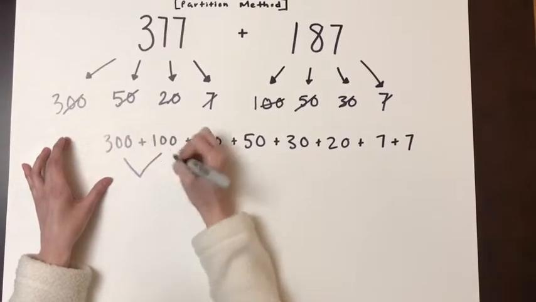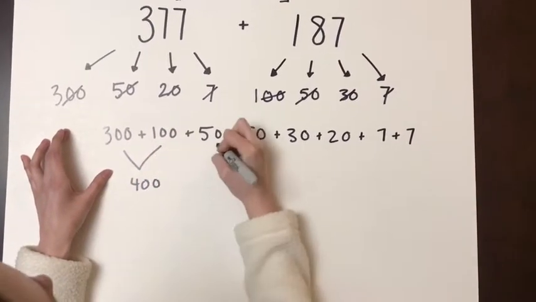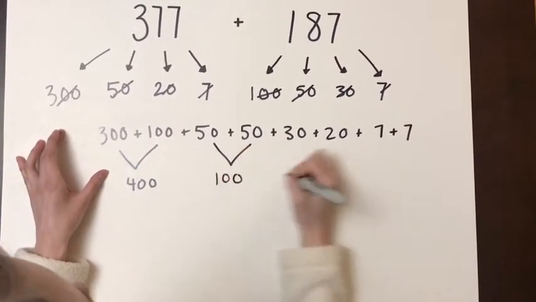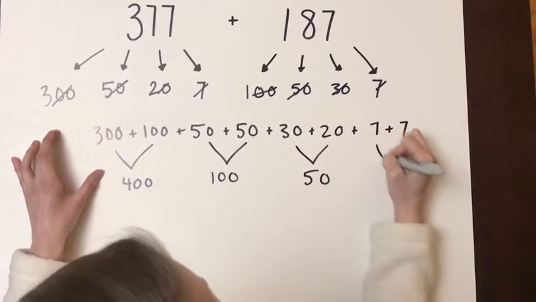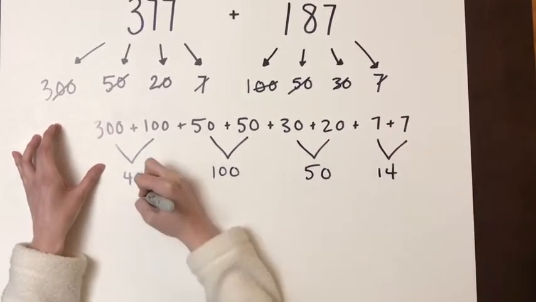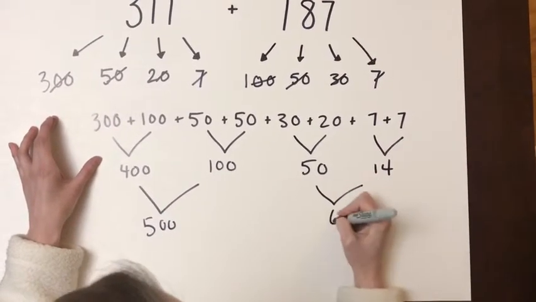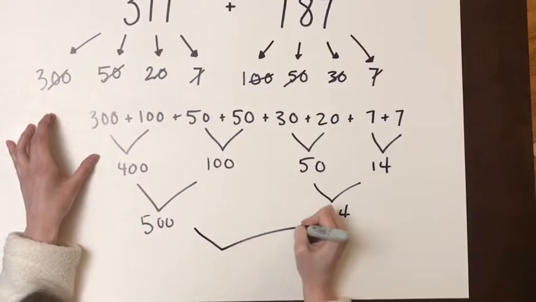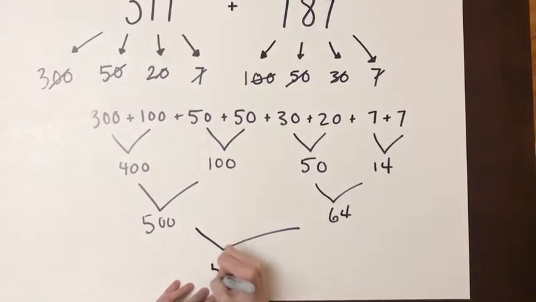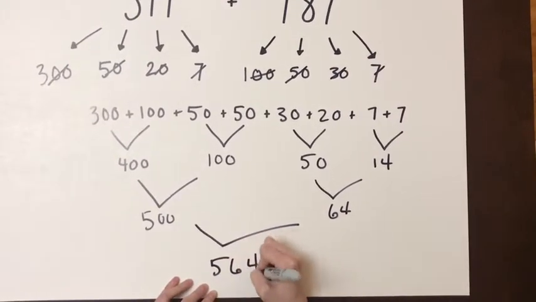Now we will begin to solve the actual summation. So we can break it down even further. So 400, 50 plus 50 is 100, 30 plus 20 is 50, and 7 plus 7 is 14. Once again, 400 plus 100 is 500, and 50 plus 14 is 64. Therefore, our symbolic summation is 564.